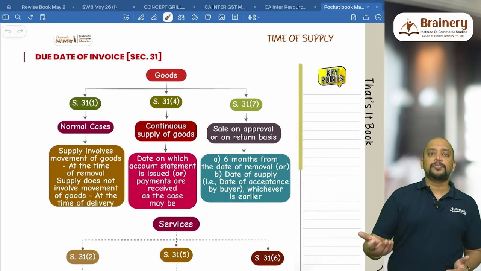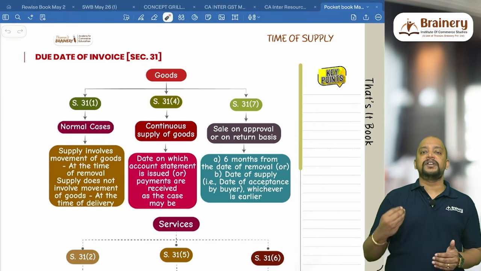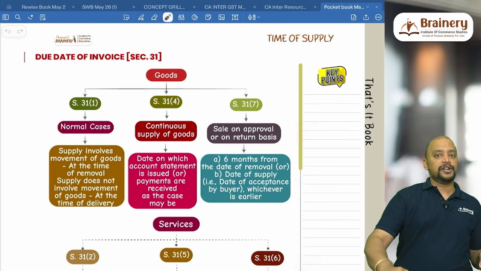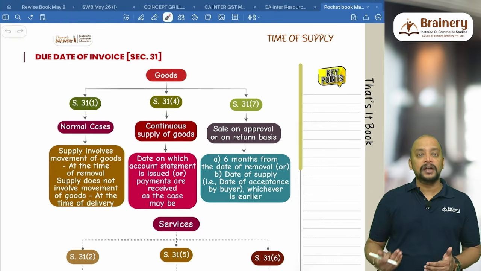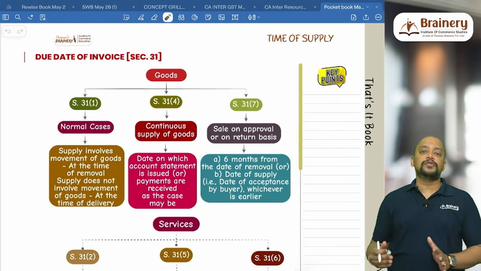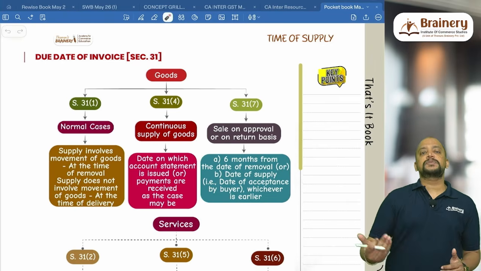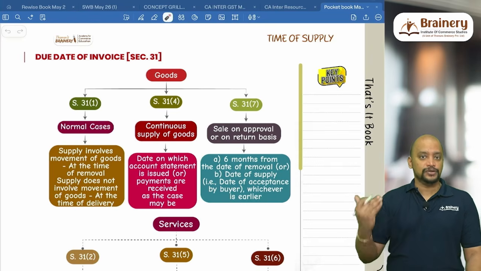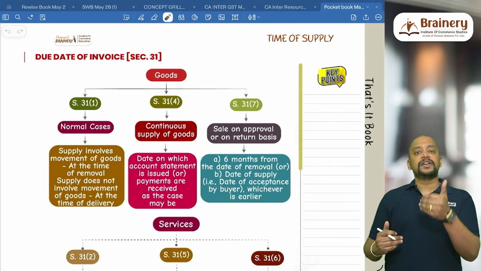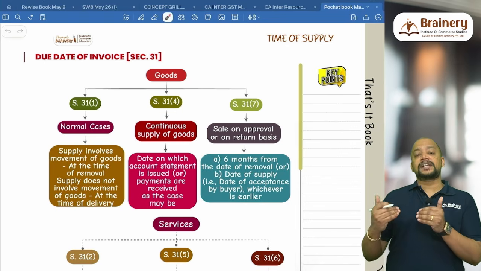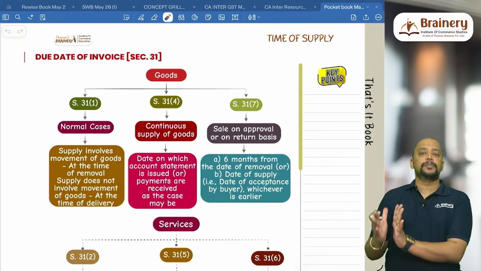So in case of sale on approval or return basis, first the goods will be delivered, and if the recipient accepts, then only it will be considered as sale. So what is the due date of invoice? We need to see whenever the recipient is accepting, that is the date of supply, or 6 months from the date of removal. Even if the recipient is not accepting within 6 months from the date of removal, on expiry of 6 months from the date of removal, it is deemed to have been sold. So therefore, we need to raise the invoice within 6 months from the date of removal or date of acceptance by the buyer, that is date of supply, whichever is earlier should be taken. This is sale on approval or return basis.